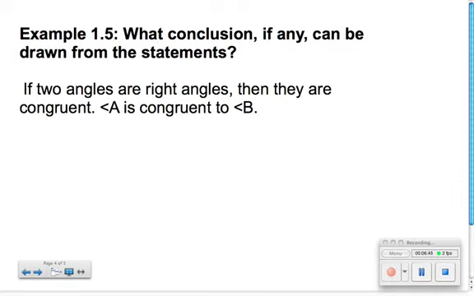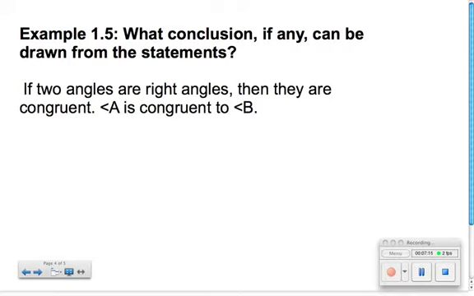If two angles are right angles, then they are congruent. And then I'm told that angle A is congruent to angle B. My question that I've been asking all along is, can I draw a conclusion? And then if so, what is that conclusion? So first of all, can I draw a conclusion? Yes. And this is why I wanted this example in our notes. We actually cannot draw a conclusion from this.